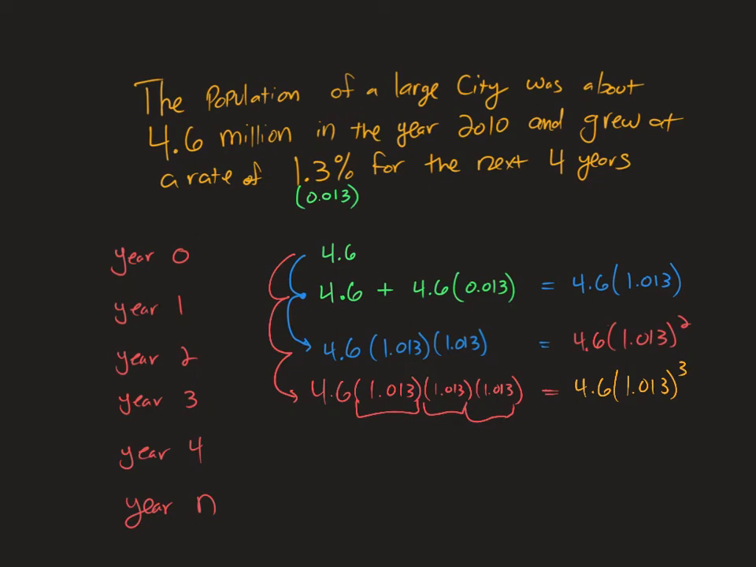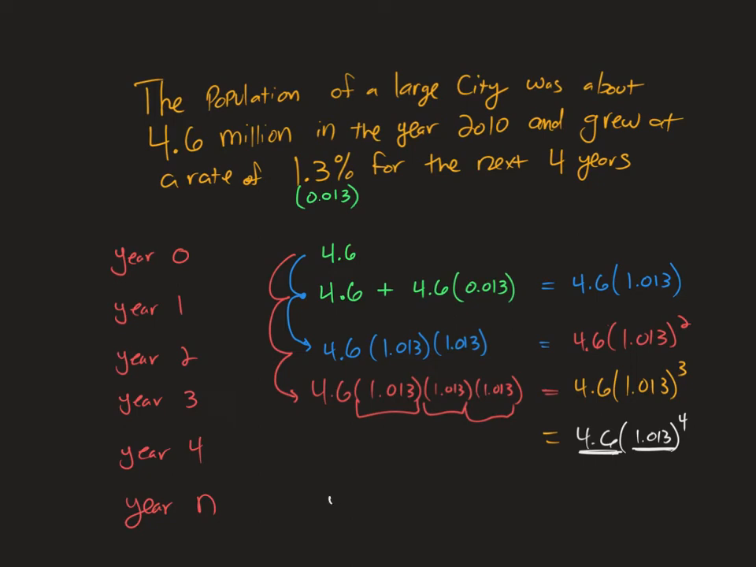So on year 4, I bet you could predict that based on this pattern: 1 year it's 1, 2 years it's 2, 3 years it's 3, on this 4th year it's going to be 4.6 times 1.013 to the power of 4. That represents a growth of 1.3% for 4 years, where the starting amount was the 4.6 million. The multiplier is 1.013 to represent a growth of 1.3%, and the 4 representing the years.